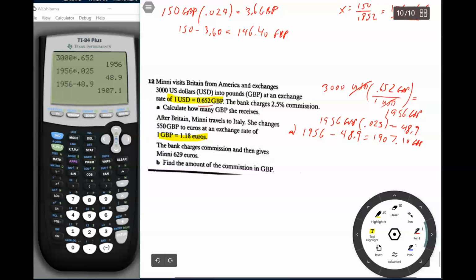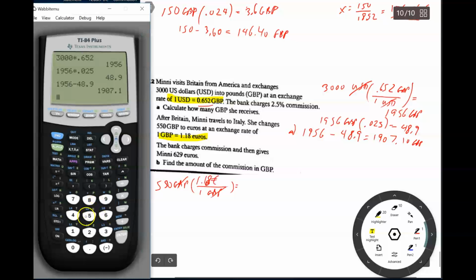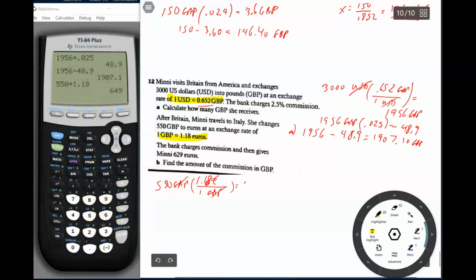So we're going to start out with 550 GBP, and we're going to multiply it times this new domino. 1 GBP in the bottom, so that the GBPs cancel out, and on the top it'll be 1.18 euros. And then we need to put that in the calculator. So it'll be 550 times 1.18, which is 649 euros. Let's see if they charge a commission there.